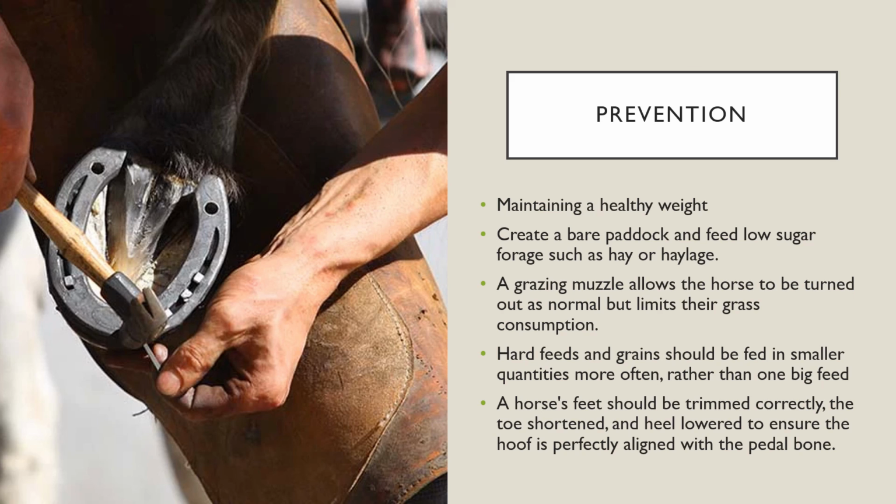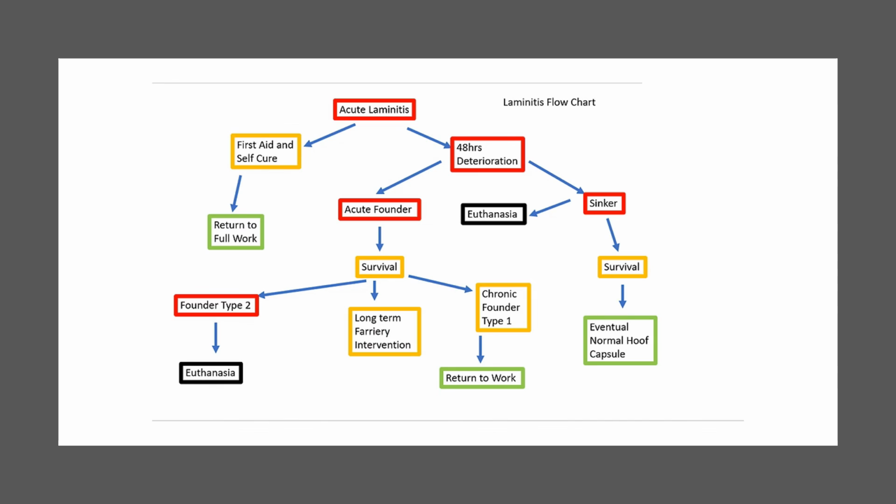In this last slide, the flowchart shows the different routes and prognosis of laminitis. It starts with acute laminitis and displays the different outcomes of the disease. It expresses how important the first 48 hours are for treating laminitis. It shows that if the laminitis isn't treated quickly and effectively, the horse will suffer in great pain and the outcome will sadly end in euthanasia.